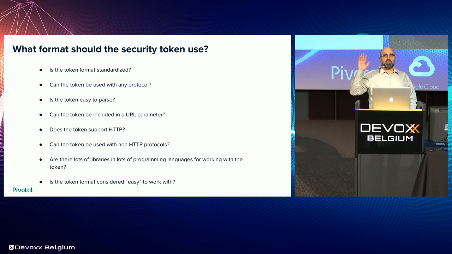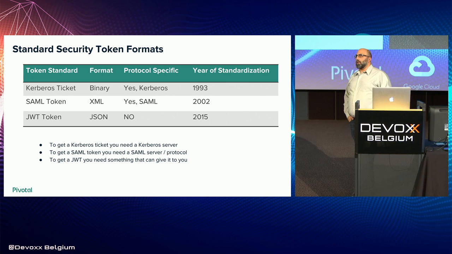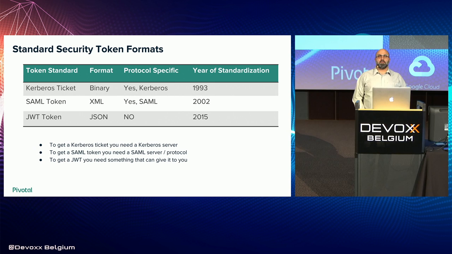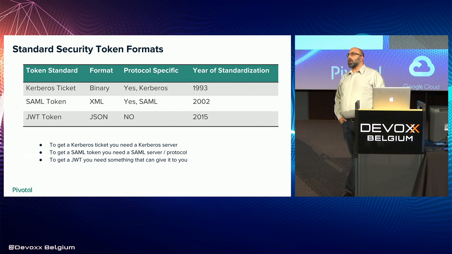Keeping this list of questions in the back of your mind, let's ask, what are the security standards for token formats? If you're looking at the 90s, we have Kerberos tickets. That's Active Directory, that's Windows NT, the original SSO server to a certain extent. And it's a binary formatted ticket, so it's not exactly ideal for what we want to do. You can't take a Kerberos ticket and stick it into an HTTP query parameter or a header. If you like XML, you can use SAML.